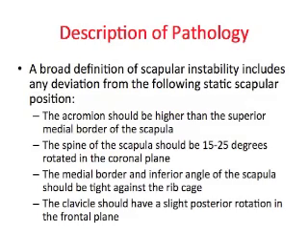The acromion should be higher than the superior medial border of the scapula. The spine of the scapula should be 15 to 25 degrees rotated in the coronal plane. The medial border and inferior angle of the scapula should be tight against the rib cage, and the clavicle should have a slight posterior rotation in the frontal plane.